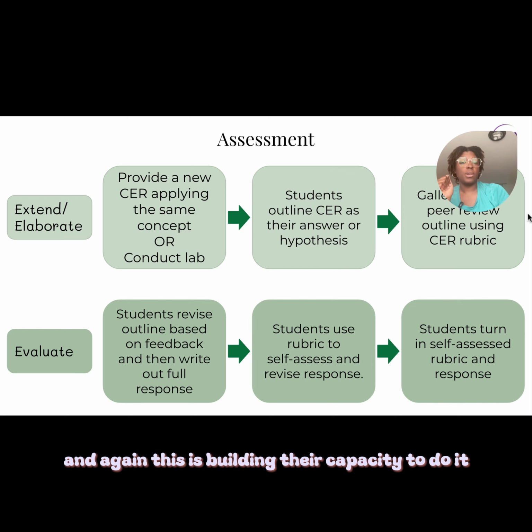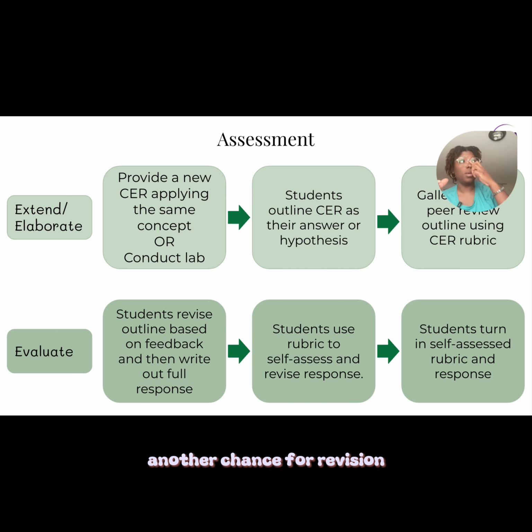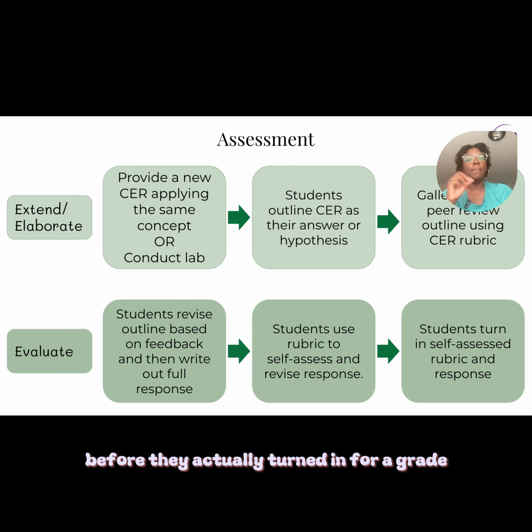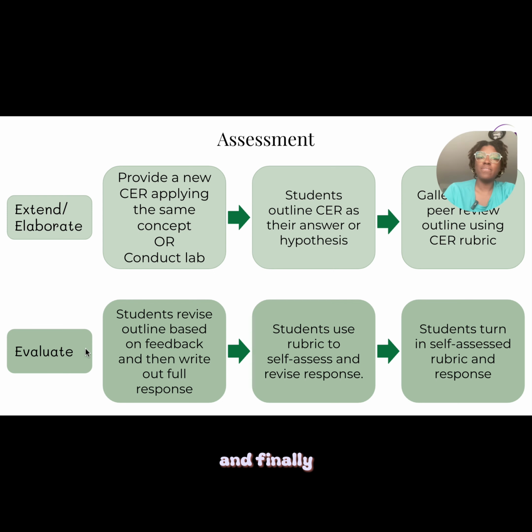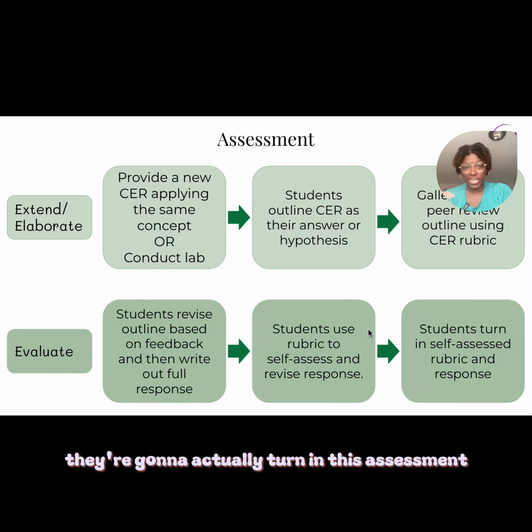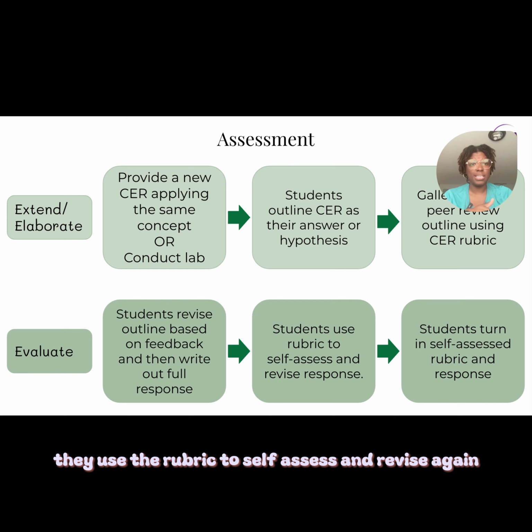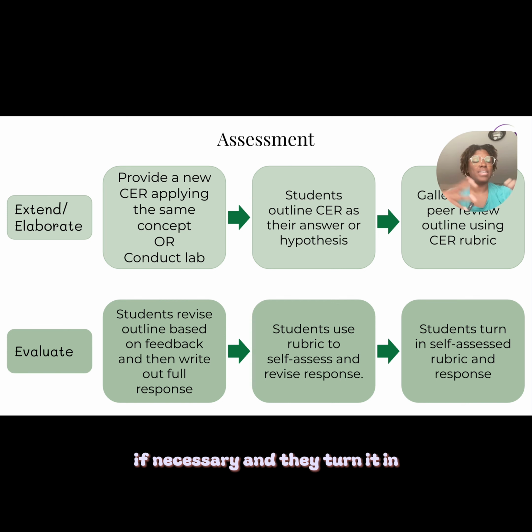And again, this is building their capacity to do it and their willingness to do it because they're going to have another chance for revision before they actually turn it in for a grade. Because a lot of times students don't turn it in because they're nervous about getting it wrong. And this takes away a lot of those nerves. And then finally, they're going to actually turn in this assessment. So they revise that outline based on their feedback. They use the rubric to self-assess and revise again if necessary, and they turn it in.